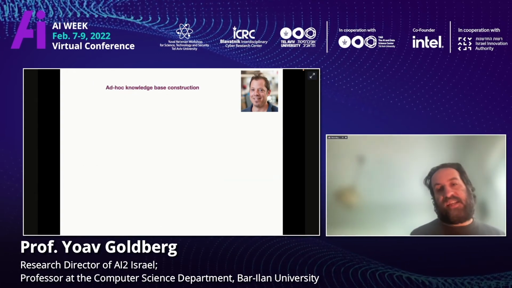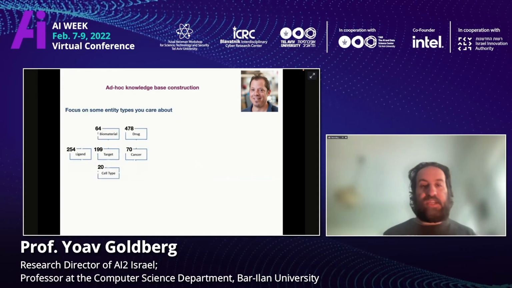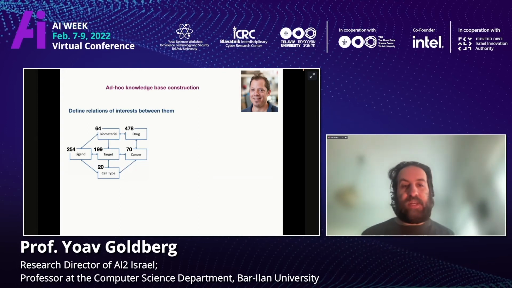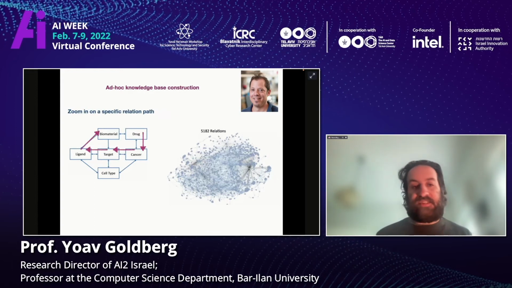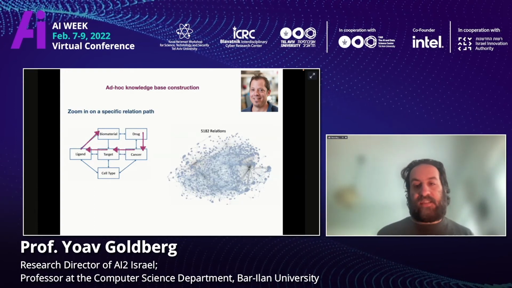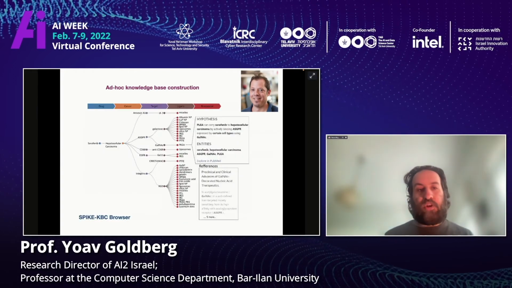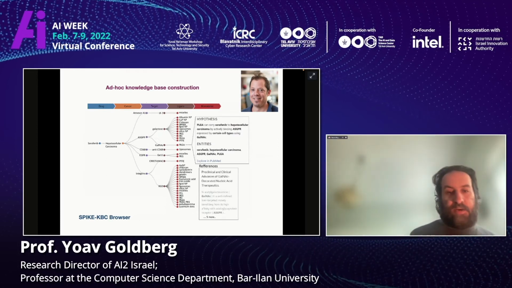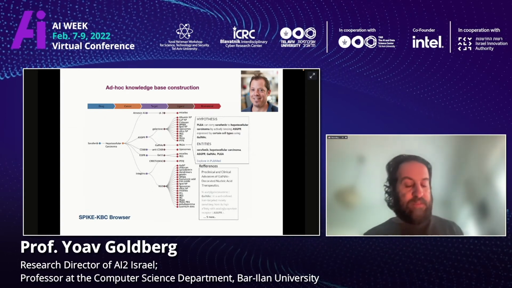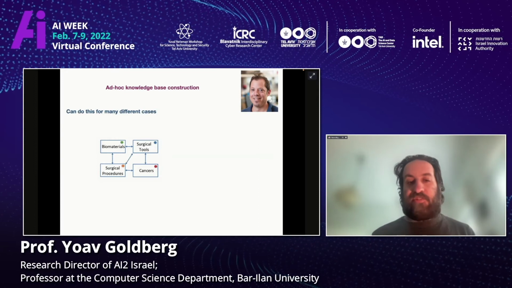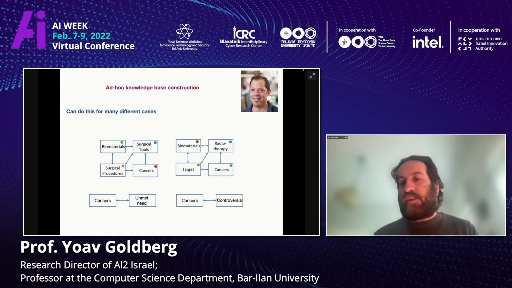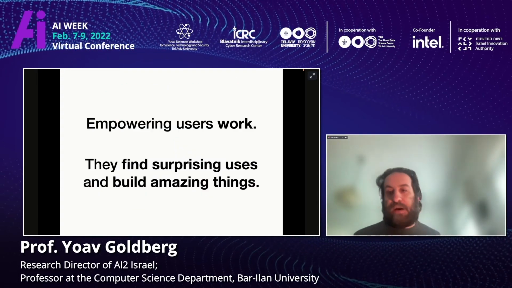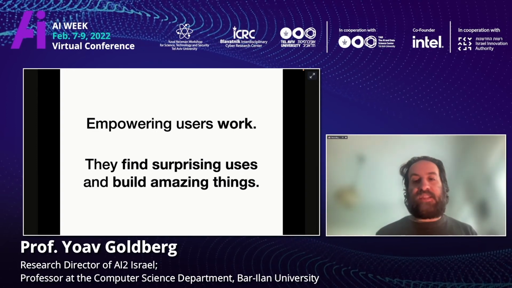Another thing that he did is this idea of ad hoc knowledge base construction. You can start by focusing on some entity types that you care about, like biomaterials, drugs, cancer, lesion, cell types. Then you define relations between them. Then you extract these into a graph of relations from the text, which is very hard to read, but if you zoom in on a path, you can get to things like that, which allows you to go from a drug to a cancer and so on, and refine your hypothesis. And it's all based on data and anchored to the literature, and they can do it also for different types of graphs, and they do. This takes a while to develop, but after a week they get something working, and it's very useful. So empowering users works, and they find surprising uses, and they build amazing things.